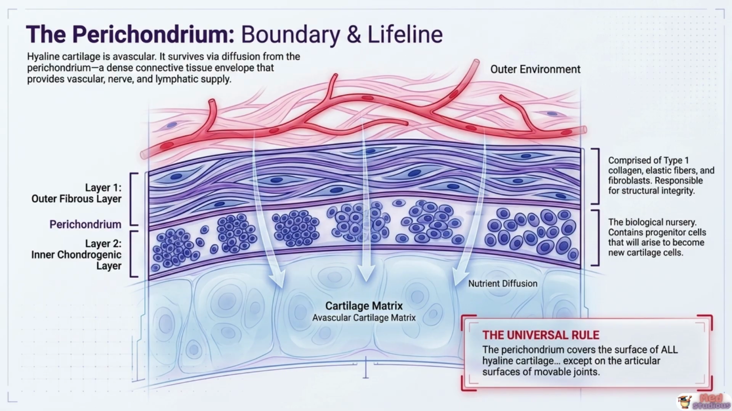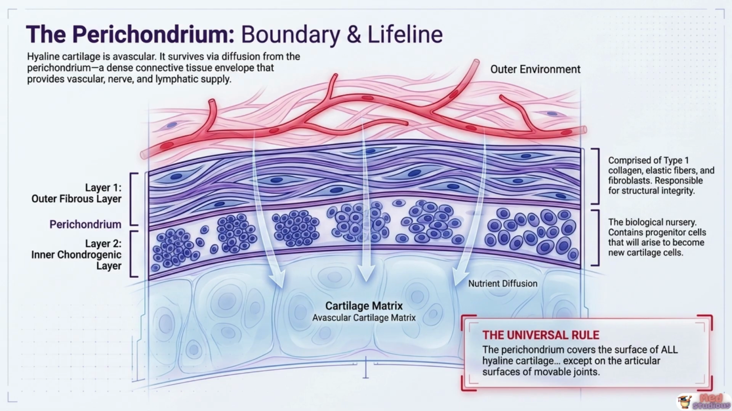The outer layer is the fibrous layer, a tough, mechanically robust layer composed primarily of type 1 collagen fibers and fibroblasts. It provides the structural integrity of the entire cartilage unit, resisting tension and protecting the delicate cartilage beneath from mechanical disruption. Blood vessels, lymphatic vessels, and nerve fibers run through this outer fibrous layer.